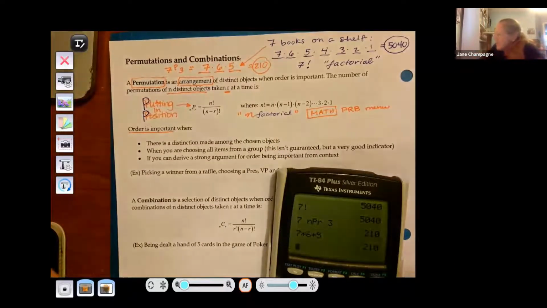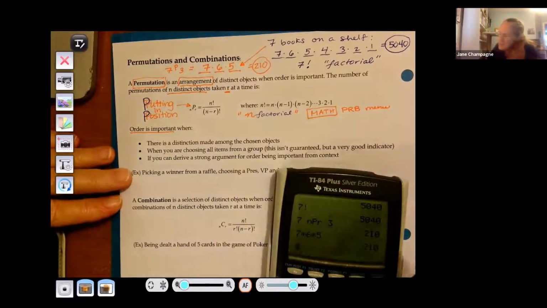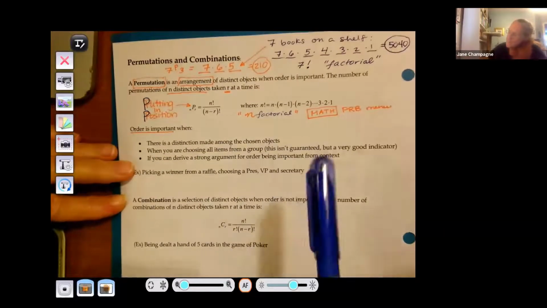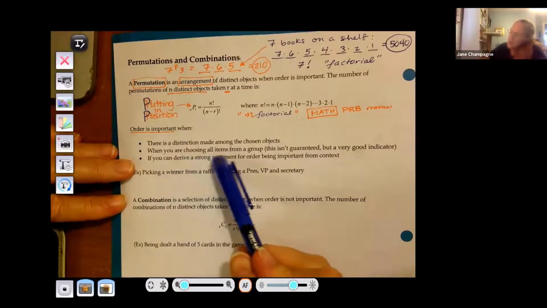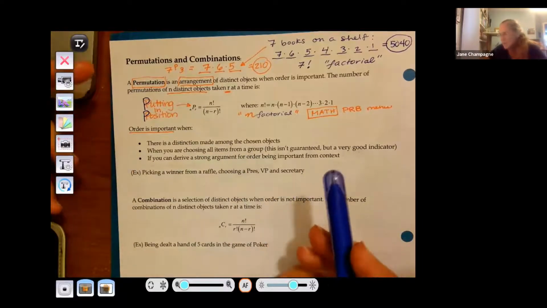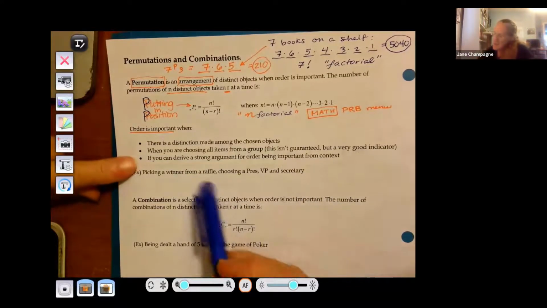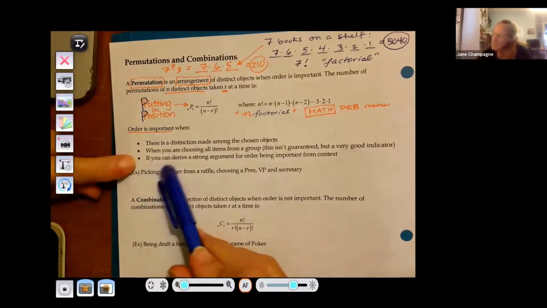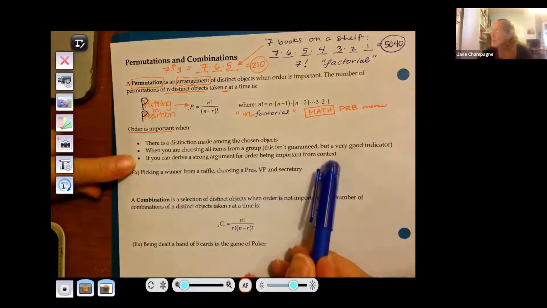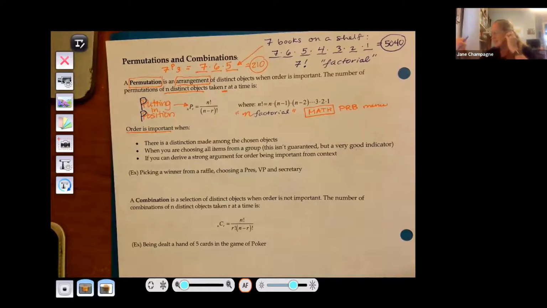All right, here's some examples. Sometimes when there's a distinction, you've got positions. Choosing all items from a group, definitely, because if you're not putting them into position, choosing all the items is just choosing all the items. So there's nothing going on there unless you're putting them into position. And if you can derive a strong argument for order being important from the context, basically, you just have to look at the context sometimes as to whether we are putting these into position or just choosing a group. Okay.